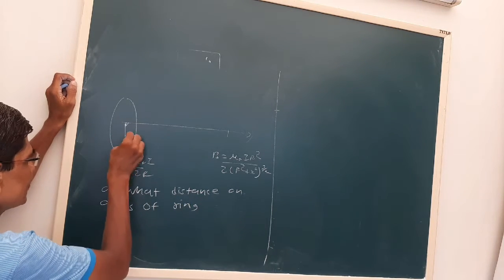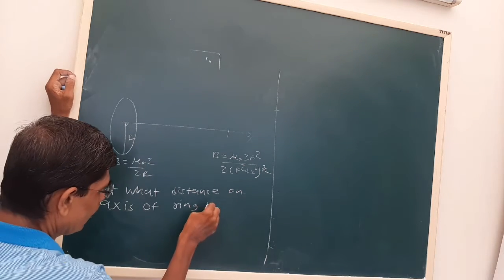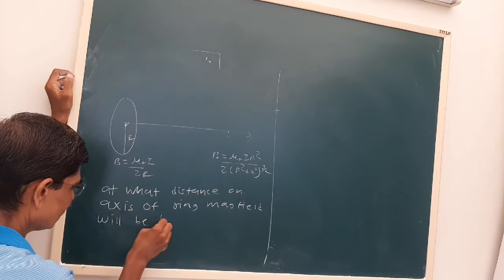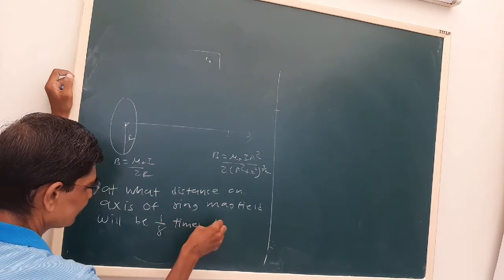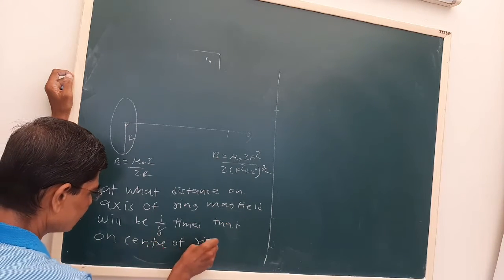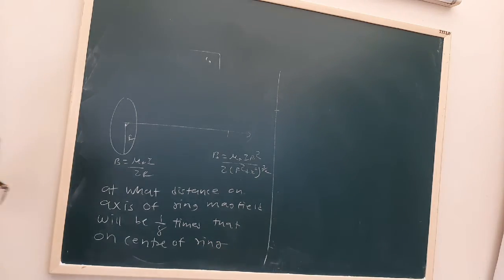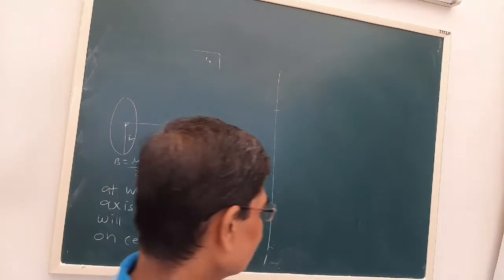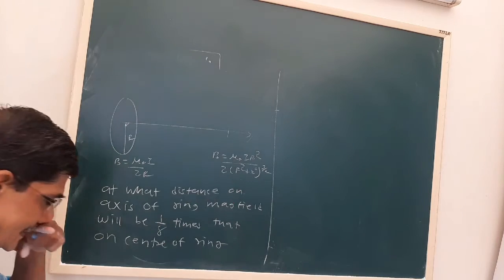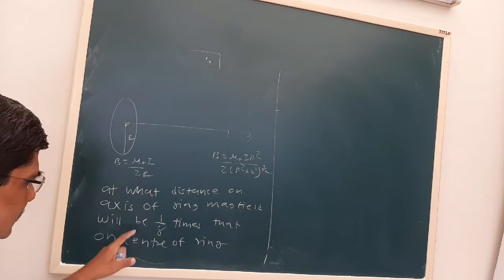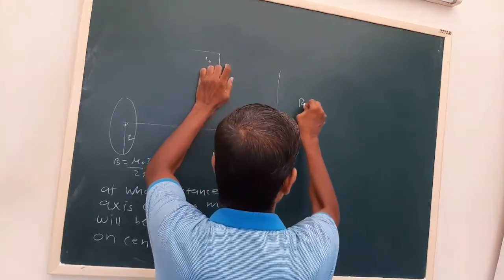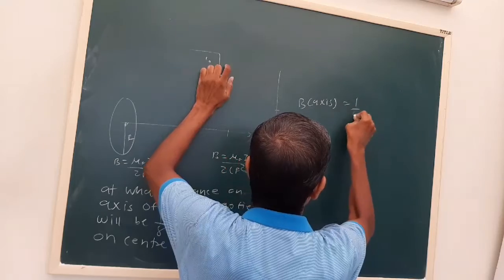Okay, let us say R is the radius. The magnetic field will be 1 upon 8 times that on the center of the ring. See, here our answer will be in terms of capital R only, no value part. Okay, so here we have to use these two formulas. See what we are given: at what distance on the axis of the ring is the magnetic field 1 upon 8 times that on the center. So what we use here, B axis is 1 upon 8 B center.